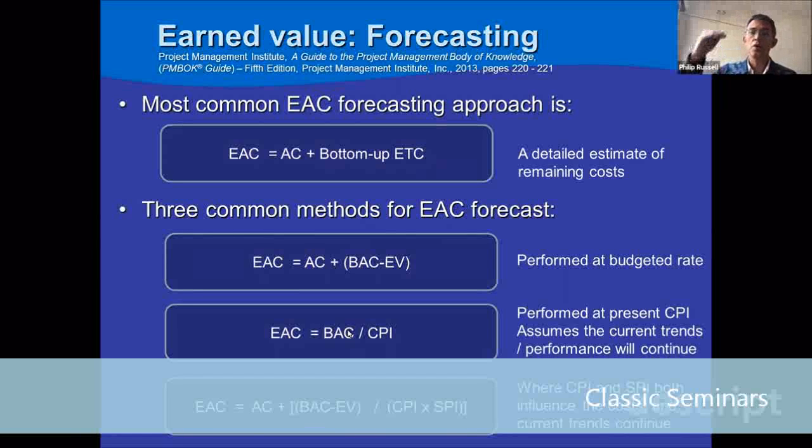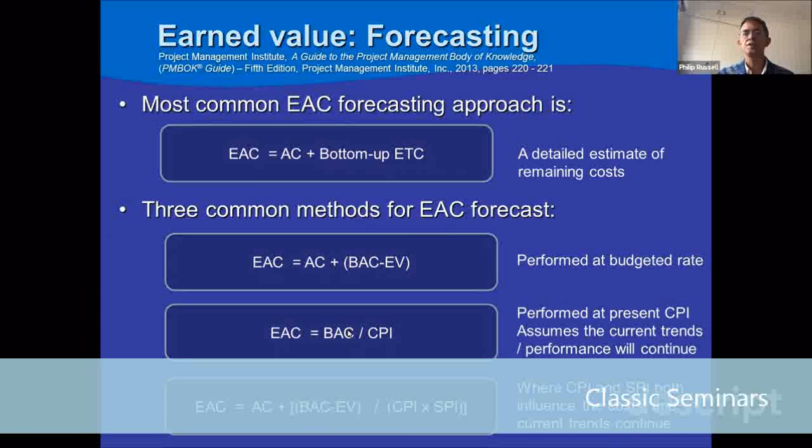So of these 3, the top EAC is going to give us a value of 1,200, the middle one a value of 1,500, and the bottom one a value of 1,800. So when we consider both the CPI and the SPI, it jacks the number up, especially if we're late.